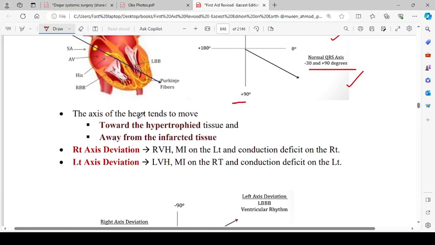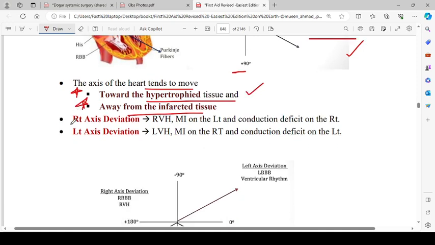The axis of the heart tends to move towards the hypertrophied tissue. Wherever there is hypertrophy, the axis will move toward that and away from the infarcted tissue. You must remember these two points: the axis of the heart moves towards the hypertrophied tissue and away from the infarcted tissue. Right axis deviation is seen in right ventricular hypertrophy, because the axis deviates toward the hypertrophied tissue. So right ventricular hypertrophy, MI on the left, like if it is a left-sided MI, the axis will move towards the right, and conduction deficit on the right will also cause right axis deviation.